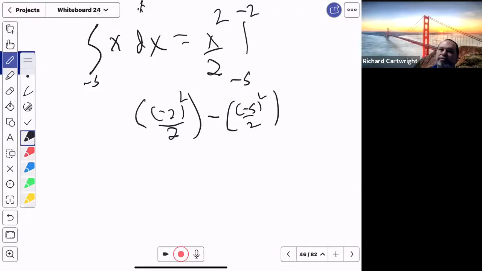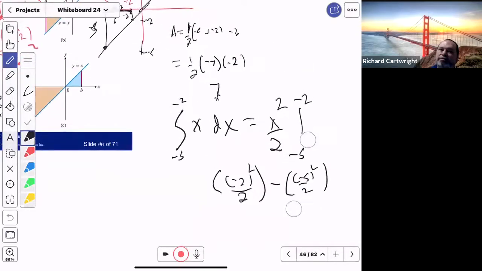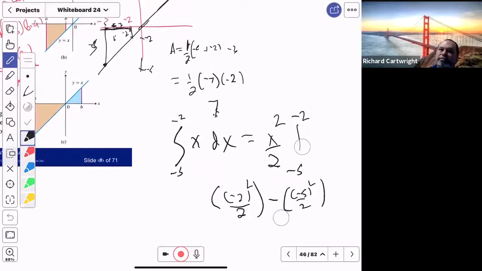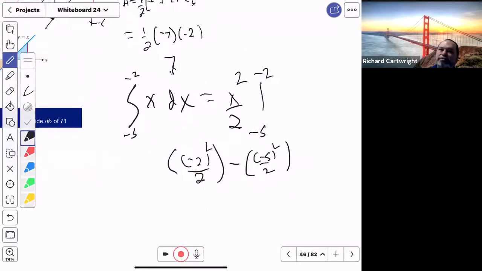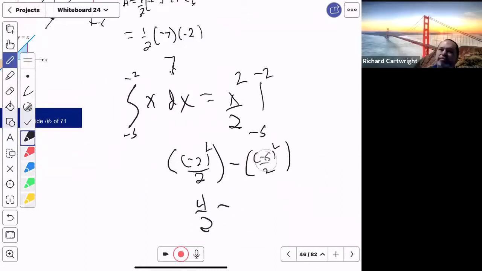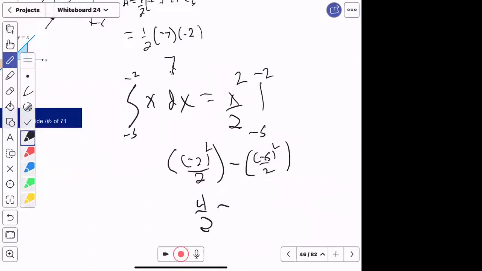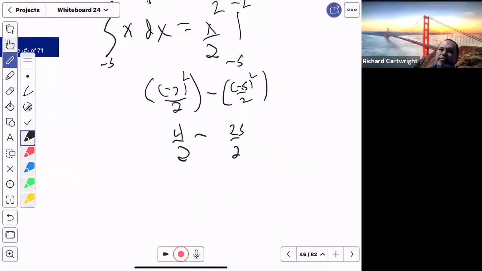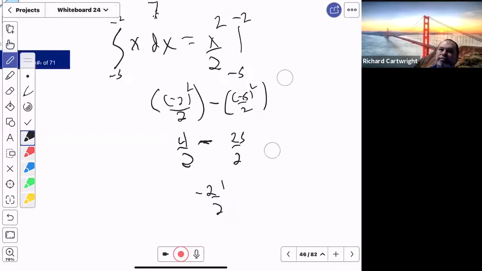-2 squared is how much? 4. 4 over 2, minus, what's -5 squared? 25. 25 halves. And because there is a minus in there, that turns into -21 halves. How come I didn't get a 21 over there?